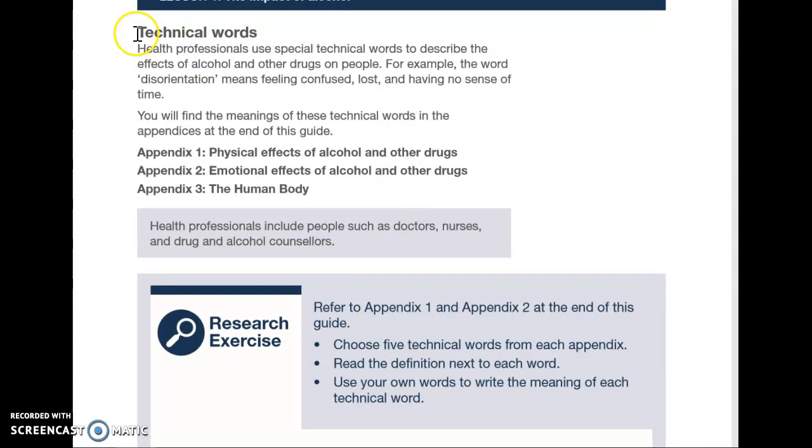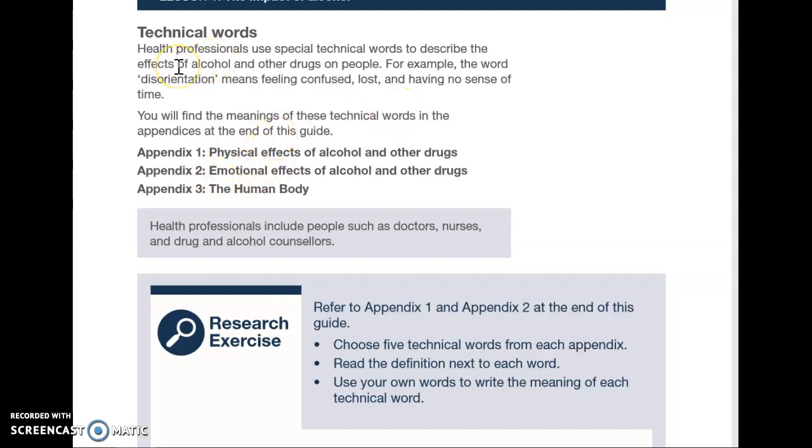So what we're going to start with, and this will be the last thing you do today, is just looking at technical words. There's a lot of jargon, a lot of words that come up when we talk about drugs and alcohol, which are not words you'd use on a regular basis, but are nonetheless really important for you to understand doing a Level 1 assessment. So this is an opportunity to start researching and making sense of some words.